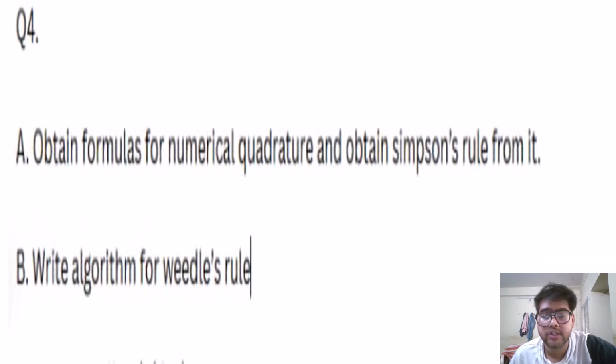So the fourth question is, obtain formulas for numerical quadrature and obtain Simpson's rule from it. And the second part is, write the algorithm for Weddle's rule.